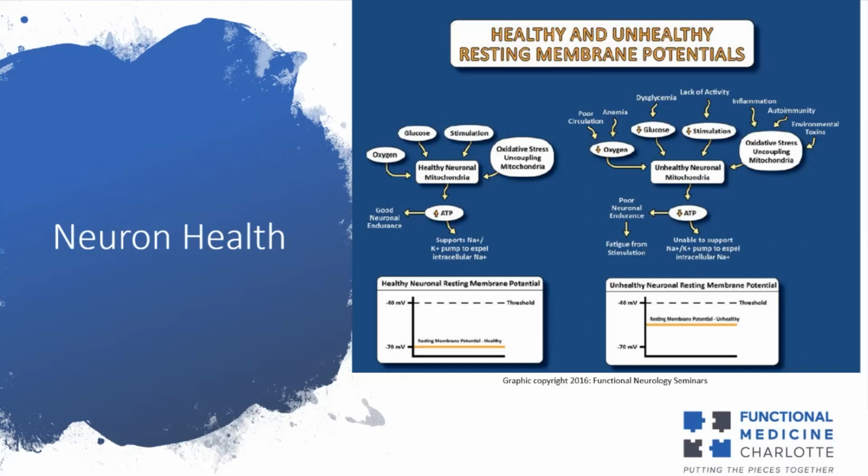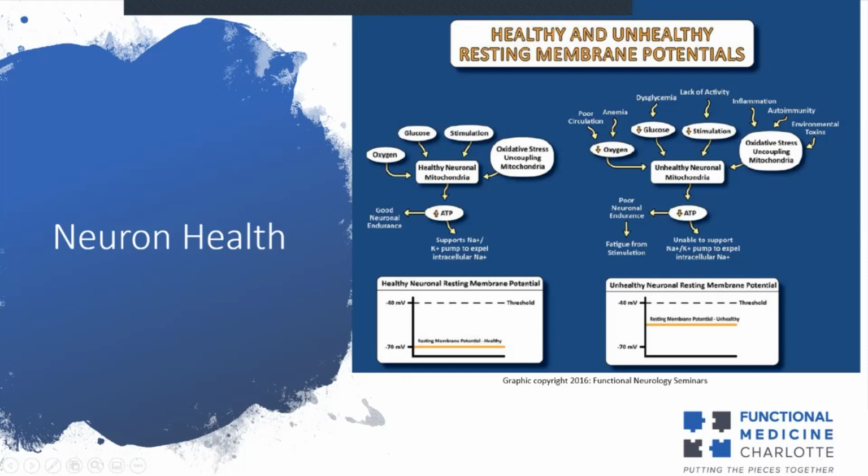So for a healthy neuron, a healthy neuronal state, a neuron that isn't being used is at a resting membrane potential of -70 millivolts. In order for an action potential to be triggered and for the thought or the movement or the word to be spoken, whatever you're trying to do, that resting membrane potential needs to increase to -40 millivolts and cross this threshold.